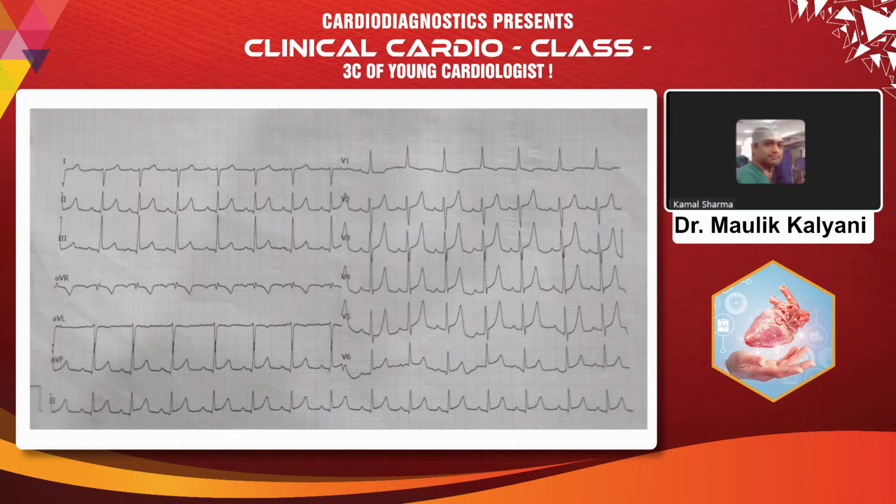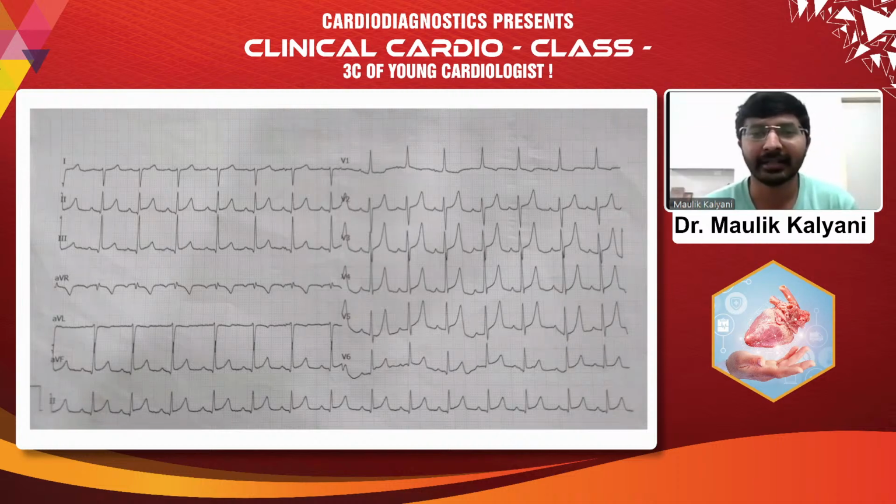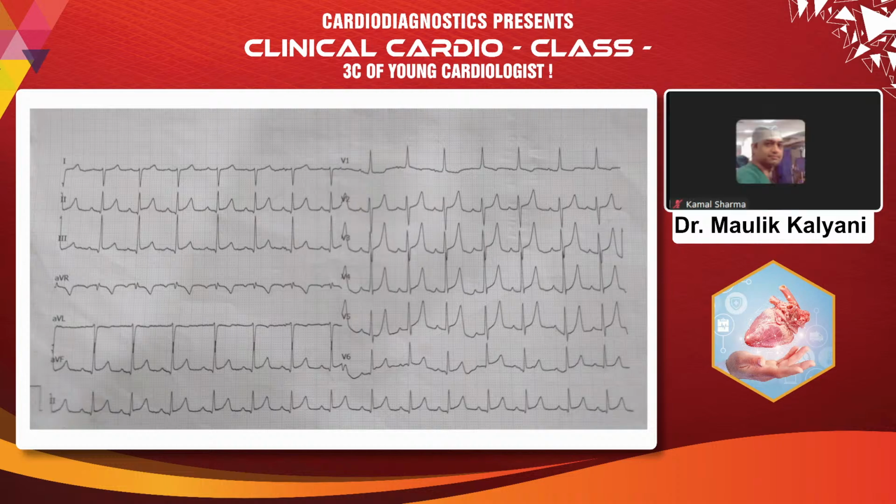Aditi is asking: causes of absent murmur in tetralogy? Sir, because there can be pulmonary atresia. And second is during spells, because of severe decrease in antegrade flow through the pulmonary valve and increase in right-to-left shunt.